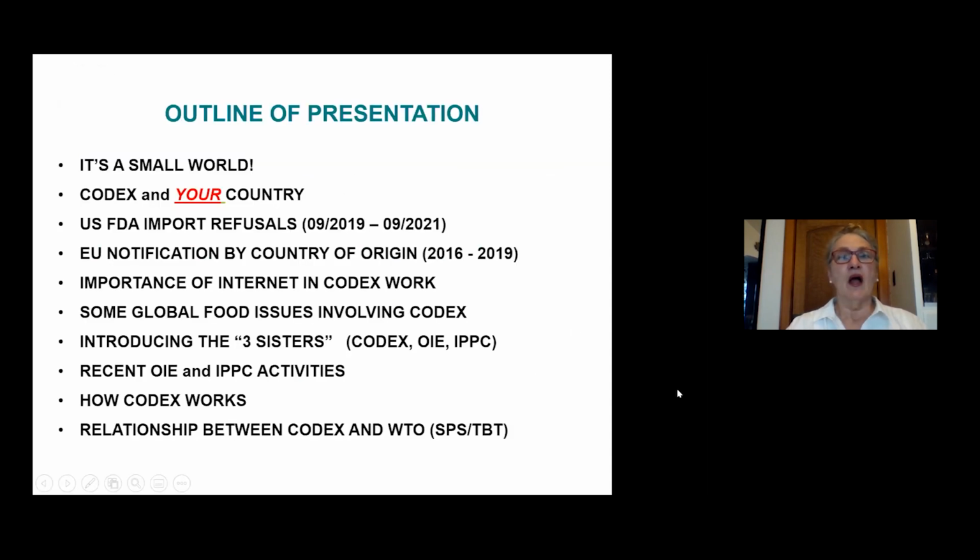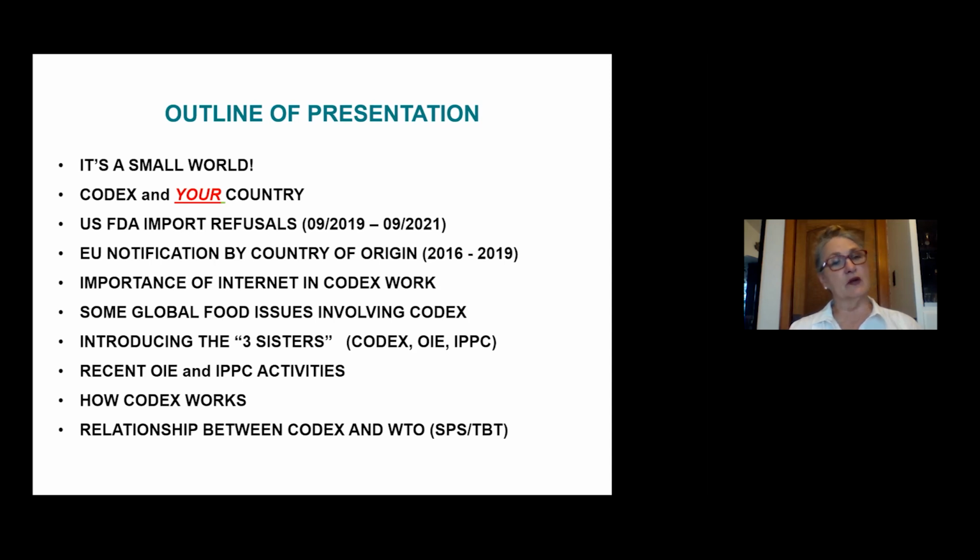So we're going to talk about It's a Small World. Food comes from all over the country. Codex is important to your country. We're going to talk about some US FDA import refusals as they refer to your country, as well as the EU notifications and the country of origin. The importance of the internet on the Codex work.